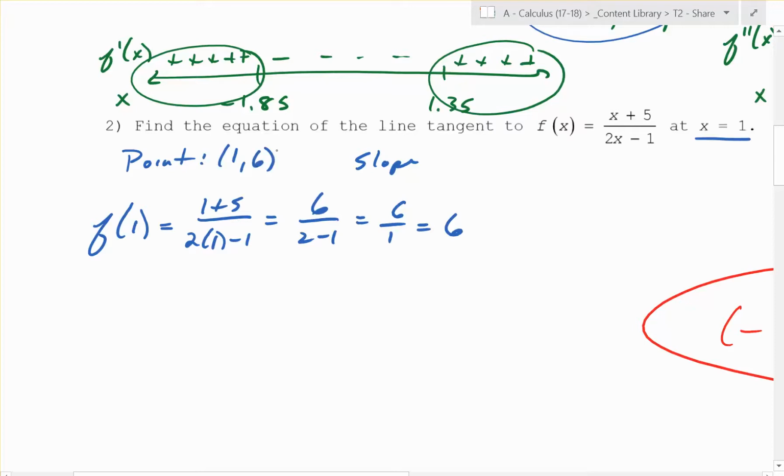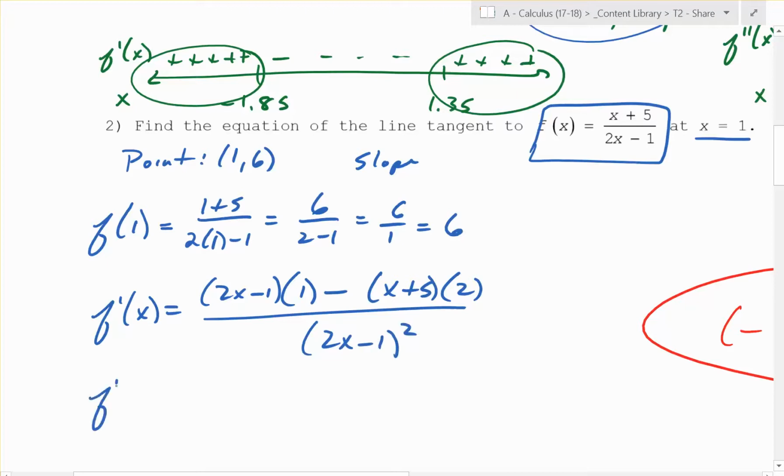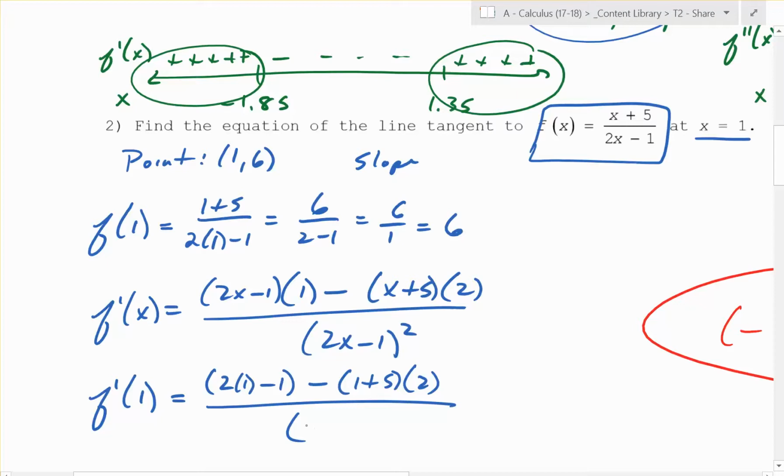Now all we need to do is find the slope. To find the slope, we need to use the quotient rule. The low function is 2x minus 1, and the high function is x plus 5. So f prime of x is going to be low times the derivative of the high, which is just 1, minus high d low, all over low squared. You don't need to simplify this, because all you want to know right now is the slope when you plug in 1. So plug in 1: 2 times 1 minus 1, 1 plus 5 times 2, all over 2 times 1 minus 1 squared.